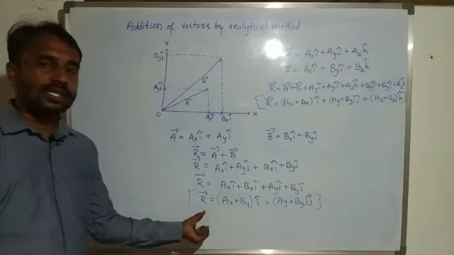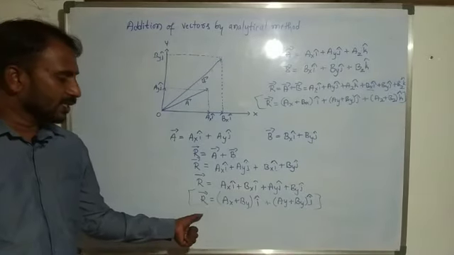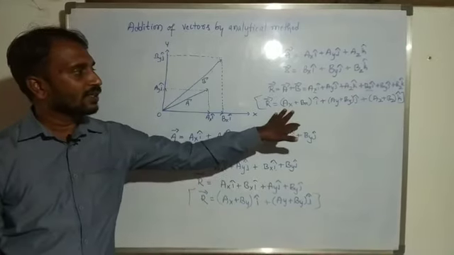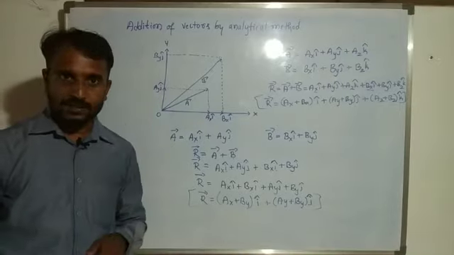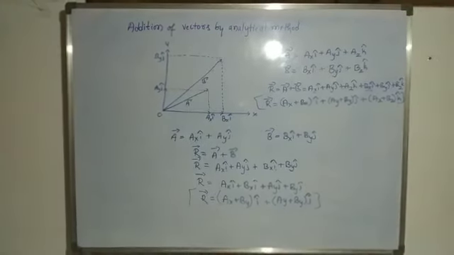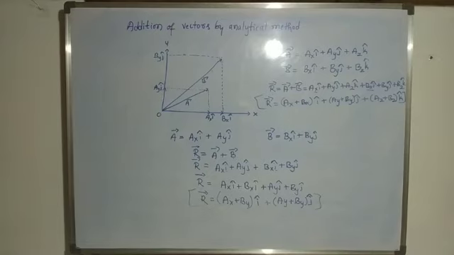Suppose we consider a two-coordinate system, meaning an object in a plane, and an object in space. This one is the three-coordinate system and this one is the two-coordinate system. So this is the addition of vectors by the analytical method.